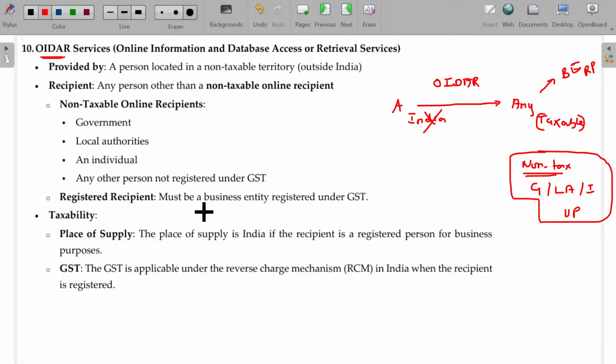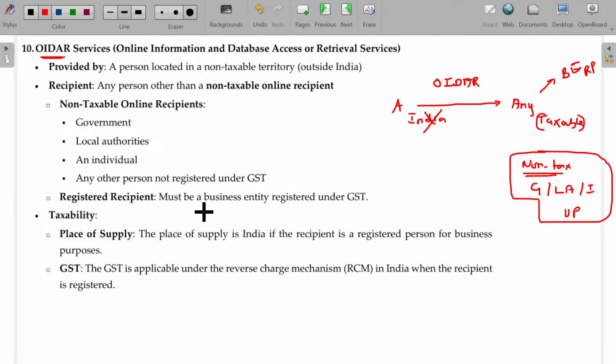If I am selling any recorded classes, I store that in the cloud and allow my students to access those videos stored in the cloud. What about online information database access and retrieval? You can access and see. Whatever fees you pay me, for that forward charge will be applicable.